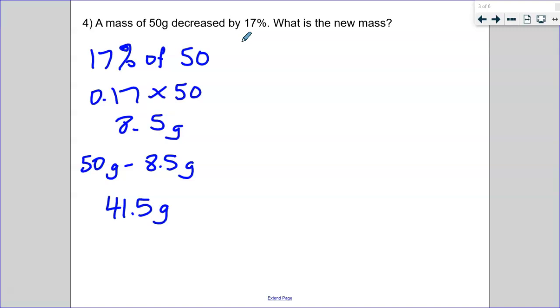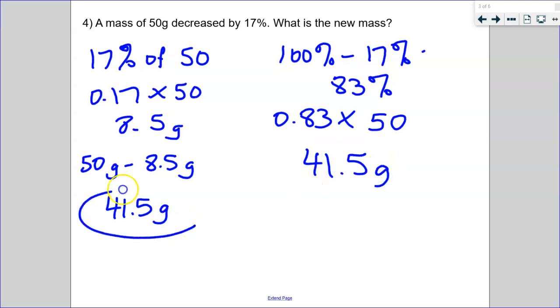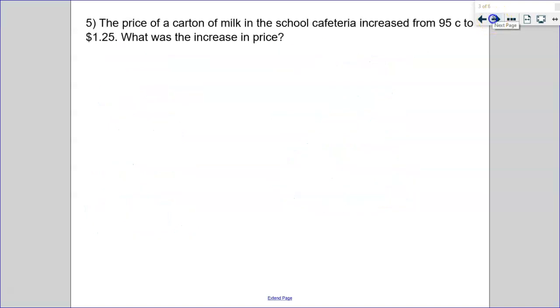And again, we can do it the other way where we do the percentage right away. And that would mean we take 100%, subtract 17%, and that gives us 83%. Let's put it down here. And then just do our math the same. Change the percent to a decimal, 0.83 times the original amount, which was 50. And that will give us an answer of 41.5 grams. All right, same answers, just different ways. Again, you can decide which way you like best and go from there. Let's do another question here.